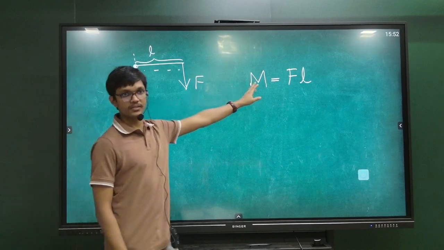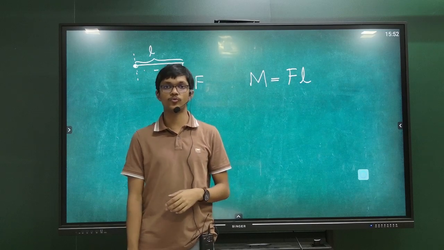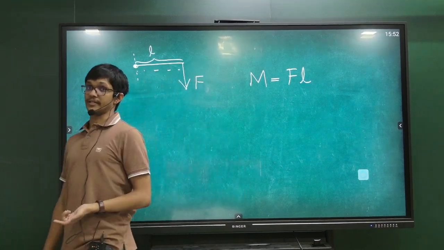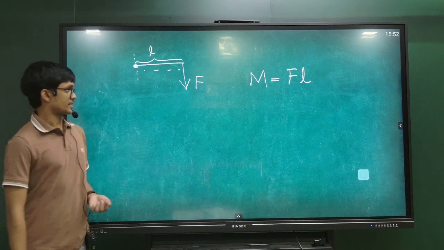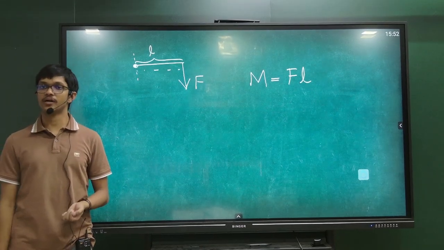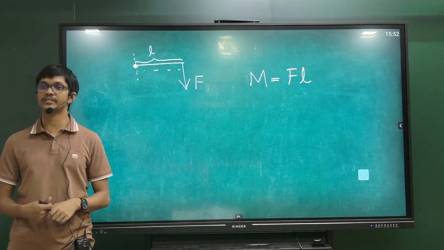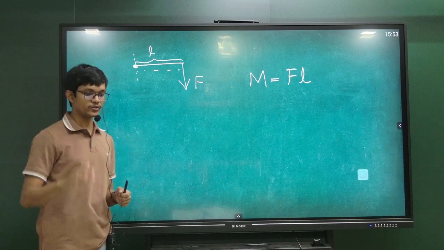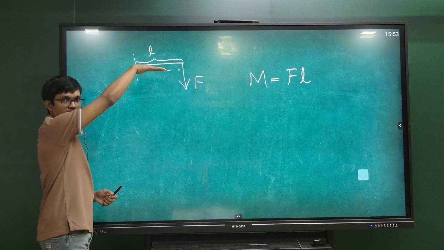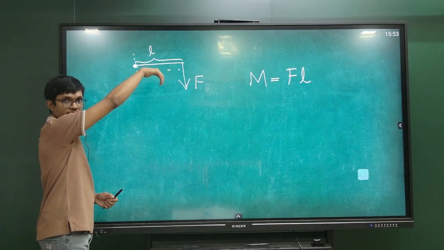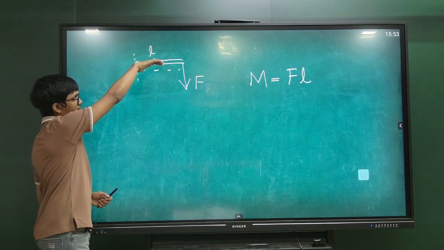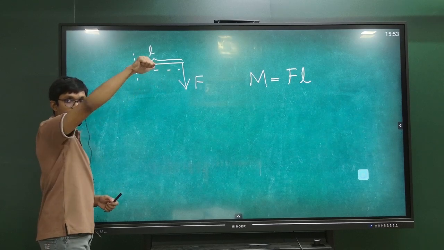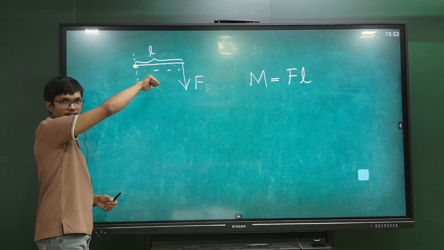Is this moment a vector or not? Vector or scalar quantity? It's a vector, right? So what is the direction? If it is a vector, how do you get the direction? By the right hand rule. How? This force is moving in this direction, right? So if the other fingers of your right hand move towards the direction of that force, the thumb will show the direction of the resultant vector.